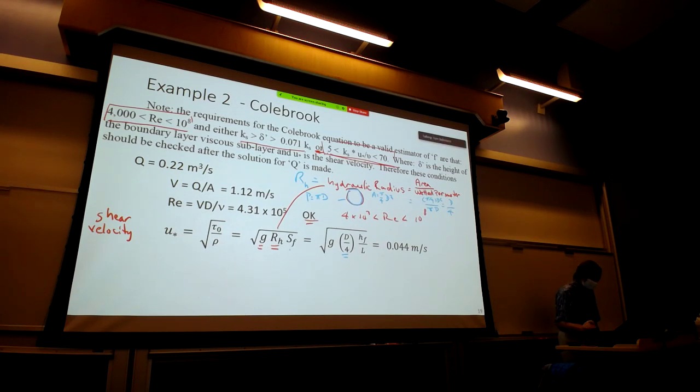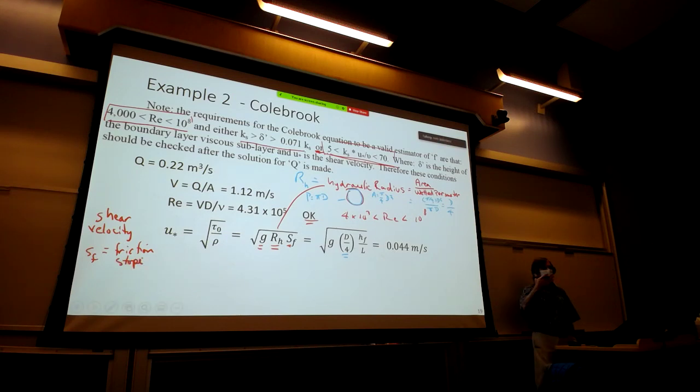And then S sub F is known as the friction slope. It's the slope of the energy gradient line. And so it's equal to the friction loss, h sub f, divided by the distance over which it occurs. Remember, the friction loss in this problem is 8 meters, and the length of the pipe is 5,000 meters, 5 kilometers. Diameter of the pipe, 0.5 meters. Acceleration due to gravity, 9.81 meters per second squared.